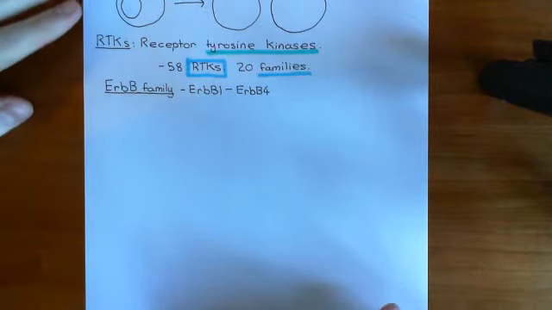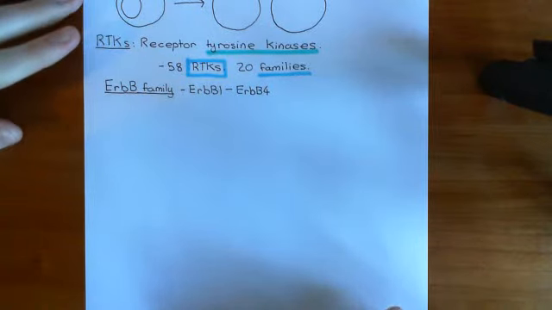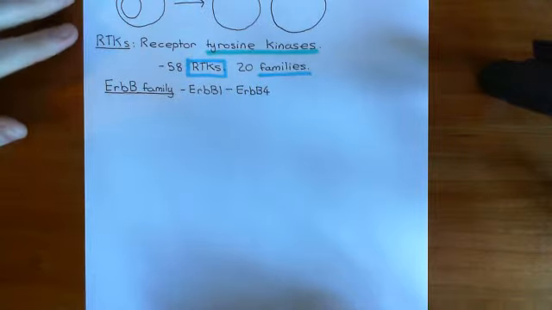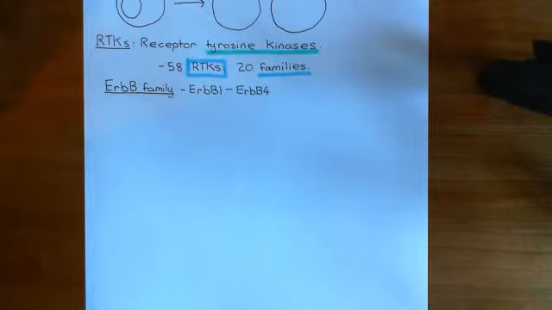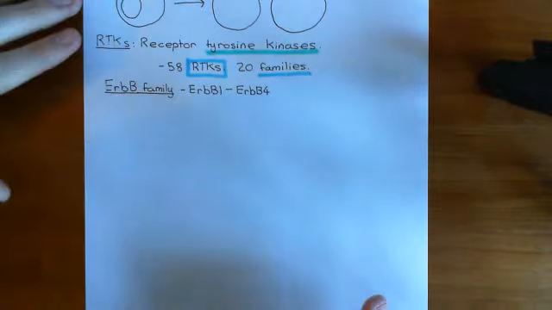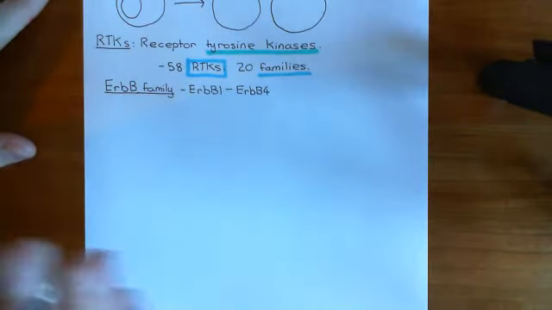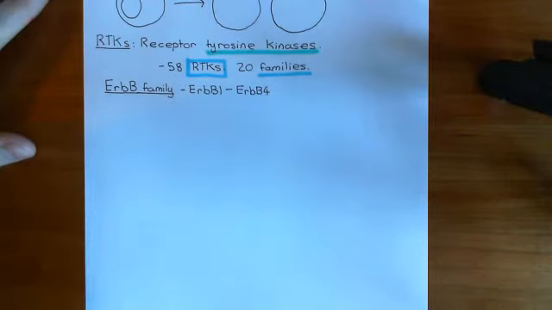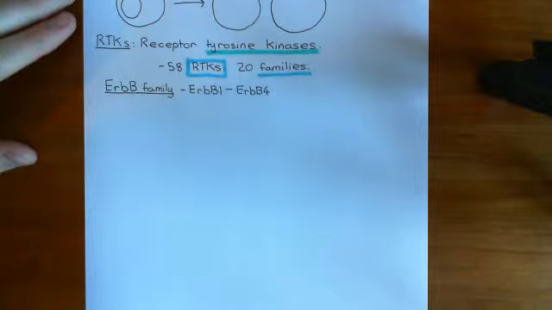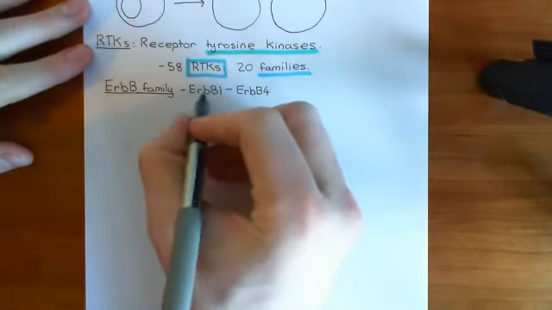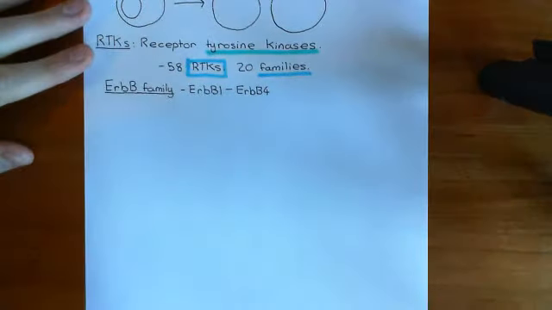Okay, so welcome back to this next video in which we are discussing the PI3 kinase AKT mTOR pathway. I'm sorry for the abrupt ending to the previous video. So we're discussing receptor tyrosine kinases at the moment, and we're specifically discussing this ErbB family of receptor tyrosine kinases, which contains 4 members here.